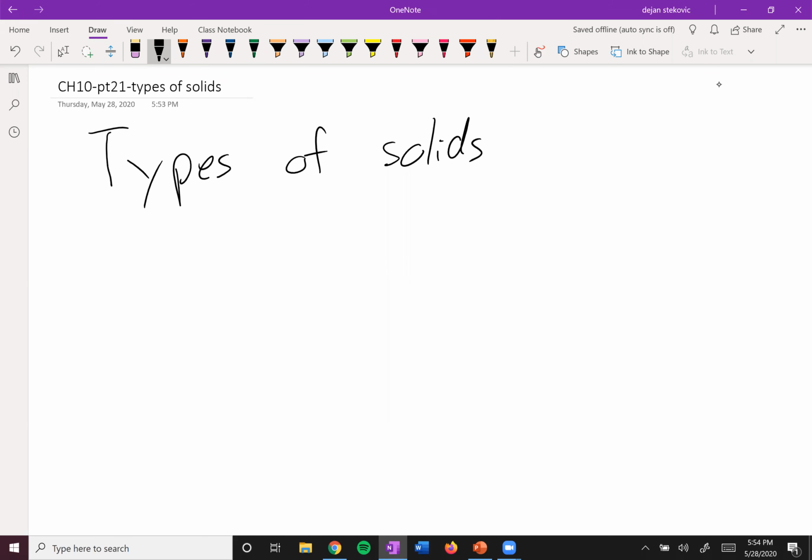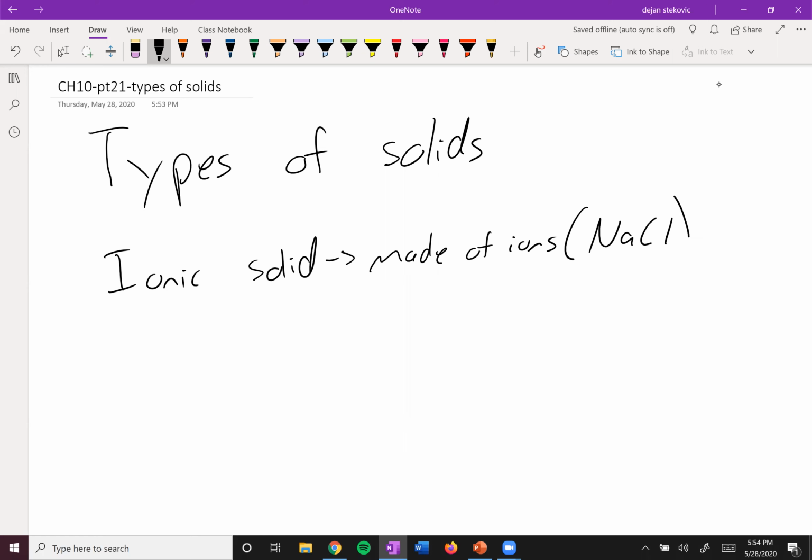All right, so let's take a look at different types of solids that we can have. The first type of solid we can have is an ionic solid. An ionic solid is made of ions. Most popular example probably being sodium chloride, right? Table salt. Ionic solids in general have high melting points.